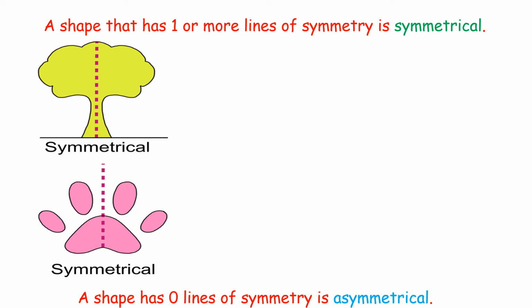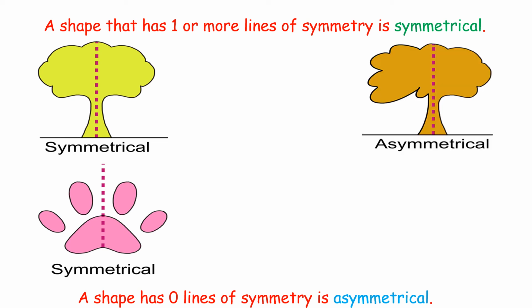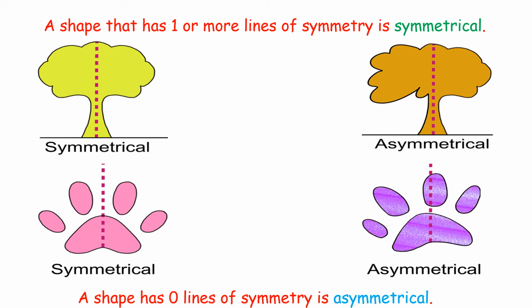A shape that has 0 lines of symmetry is called asymmetrical. Can you have a go at saying that word? Asymmetrical. So this tree is asymmetrical. It doesn't have a line of symmetry. The same with this picture of a dog paw. It does not have a line of symmetry. Both sides are not symmetrical.